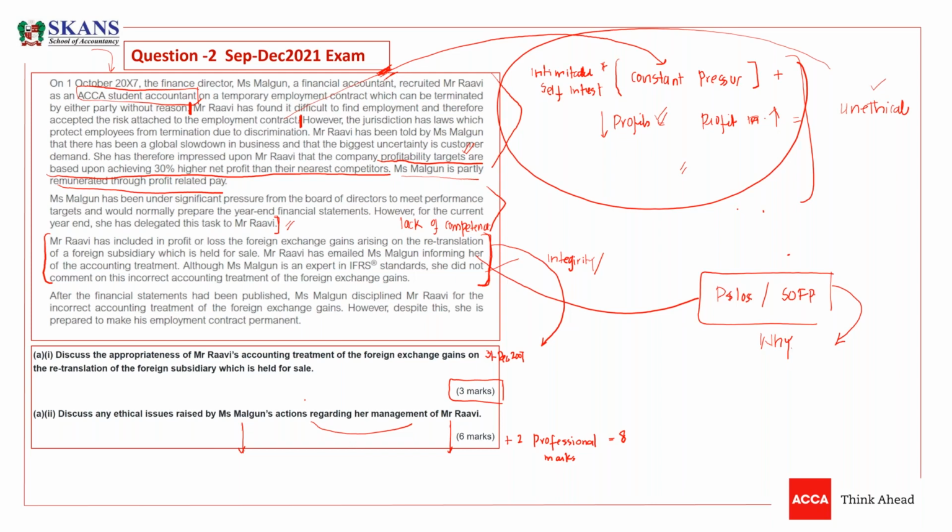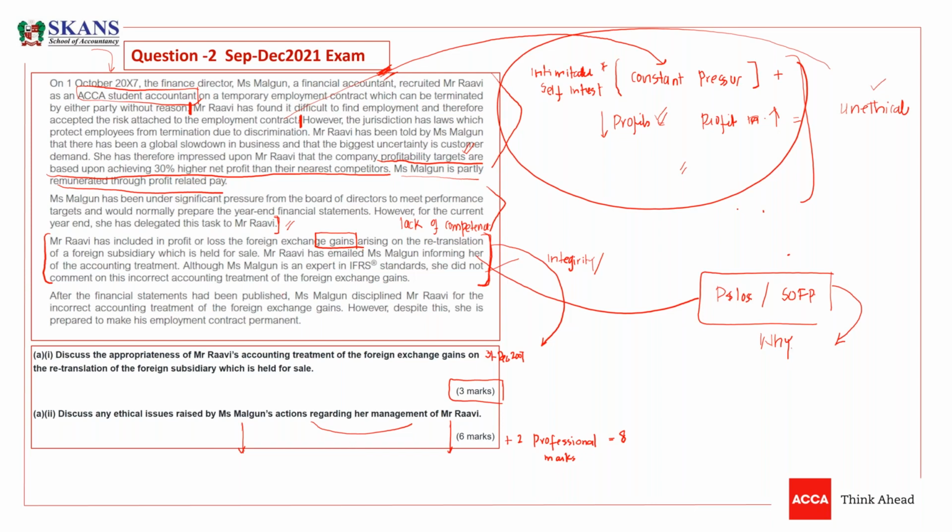So this is how you are going to relate. Okay, that's why they are doing this. Look, these are the gains. If this would have been losses, then obviously Ms. Malgan would have commented that no, this should not be charged to PNL. It should be charged to OCI. I hope everyone is clear, guys.